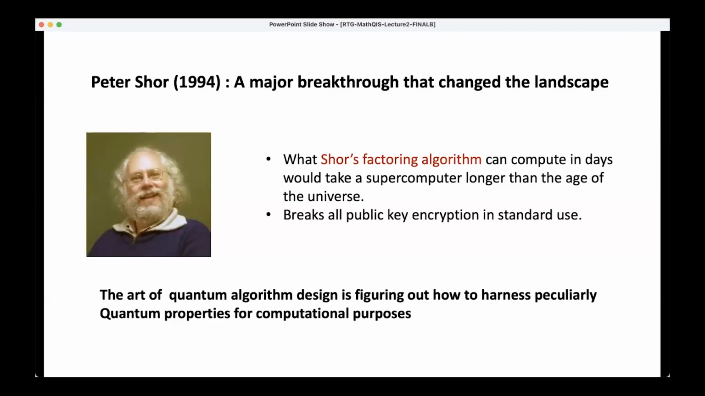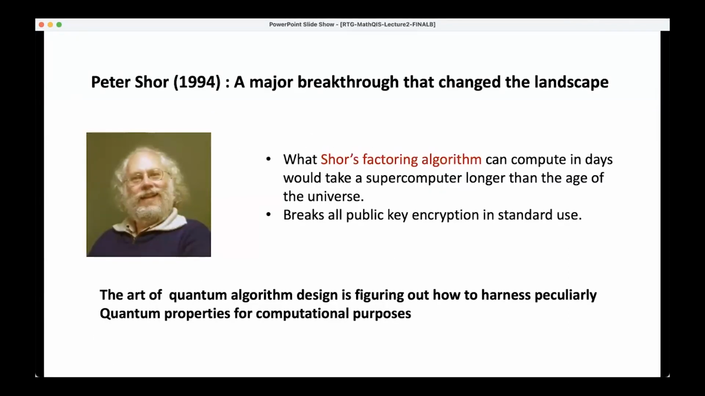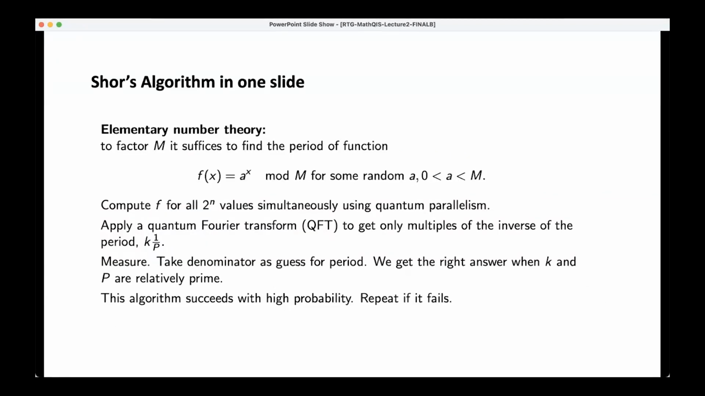Because this idea, and we're going to discuss it again, this idea of quantum parallelism, especially in the way that it is applied with the Fourier transform, is very instrumental in the breakthrough that was done by Peter Shor. I'm not going to devote a lot of time, but I just want to say that it is a major result in number theory that says that to factor an integer m, it suffices to find the period of a function f of x equal to a to the power x modulo m for some random a.